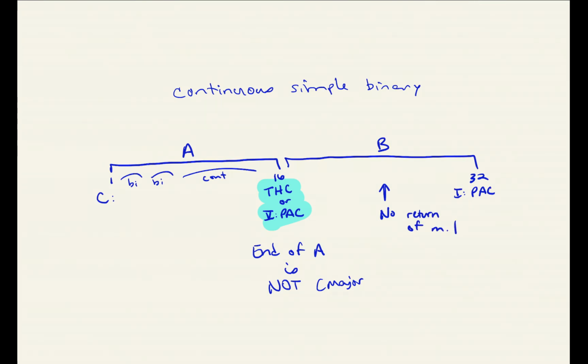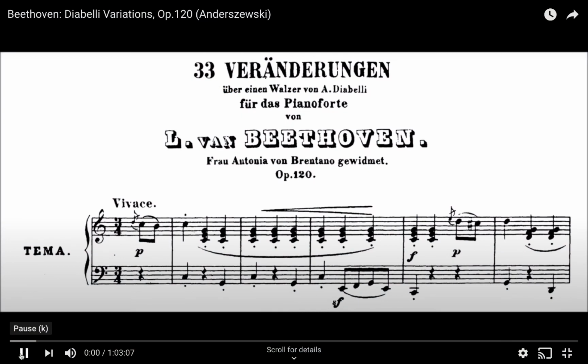Let's take one last listen to the piece, focusing on the large-scale formal elements of this continuous, simple binary. Continuous because the first section does not end with C major, and simple because the opening melody does not return.